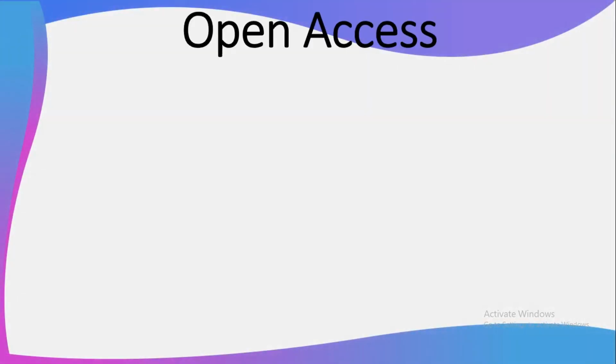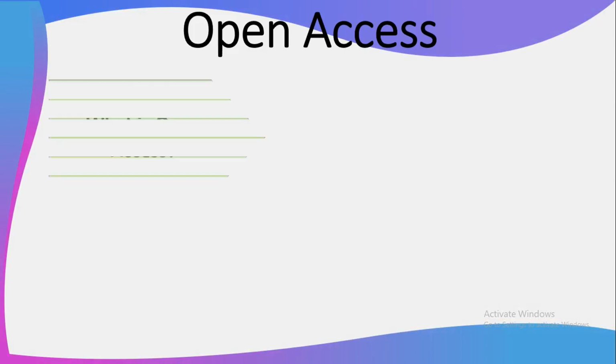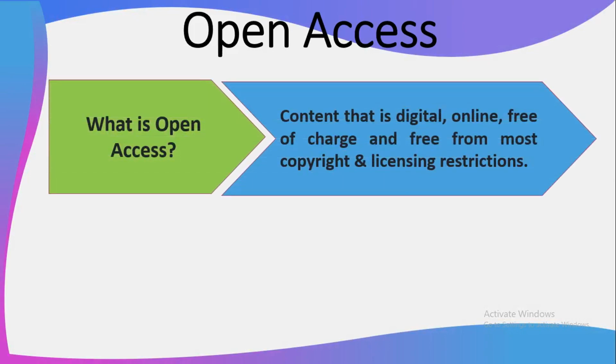The very first thing is we must know what is open access. Now, open access is the content which is digital, online, free of charge. It doesn't cost a penny to us, and it is free from most of the copyright and licensing restriction, that content is coined as open access. So whatever I'm using online, whatever I'm using digitally in the form of PDF, images, presentations, it must be free of cost. It doesn't cost anything to me, and it must be free from all the copyright and licensing restrictions. Then that falls under the category of open access.